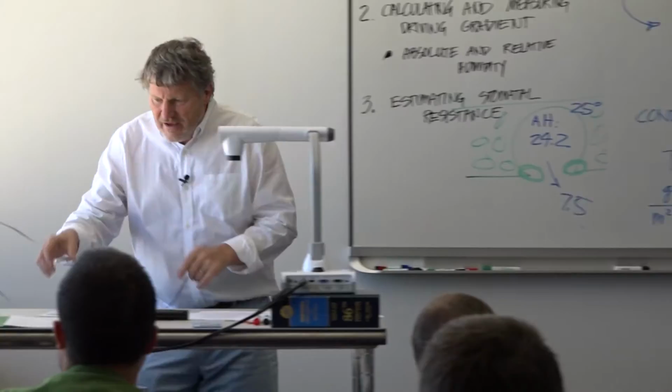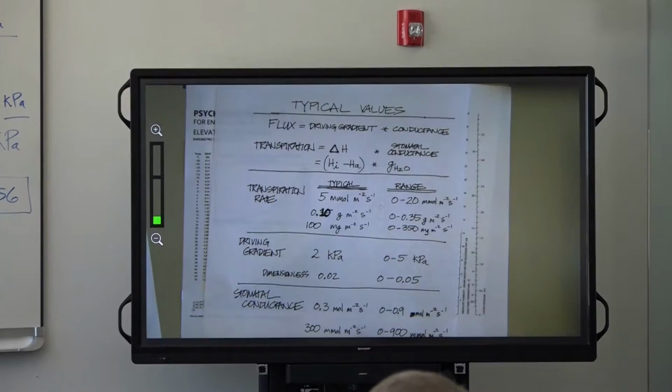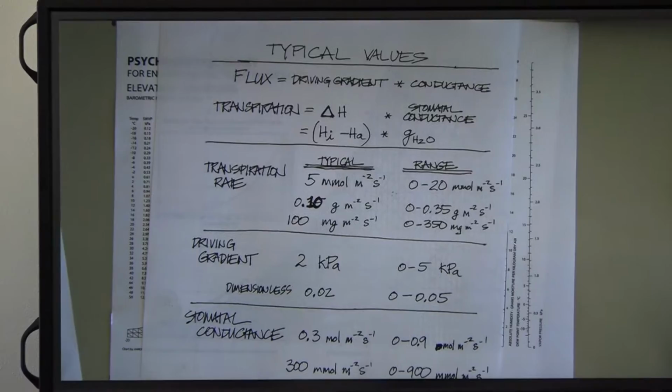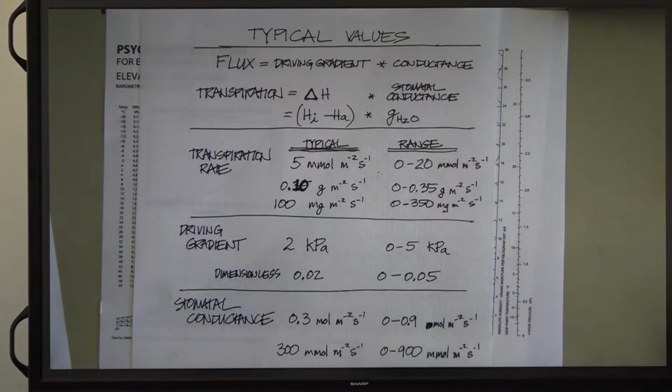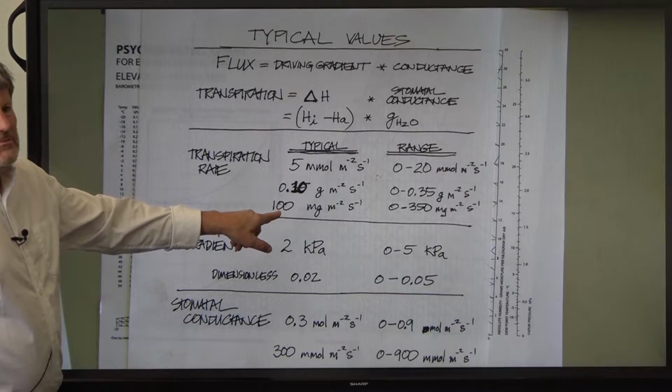I have this table here of typical values: flux, driving gradient, conductance. H I inside the leaf, H A air, stomatal conductance. Here are some typical transpiration rates. Now, transpiration is determined not by the weight of the water, but by the number of molecules.